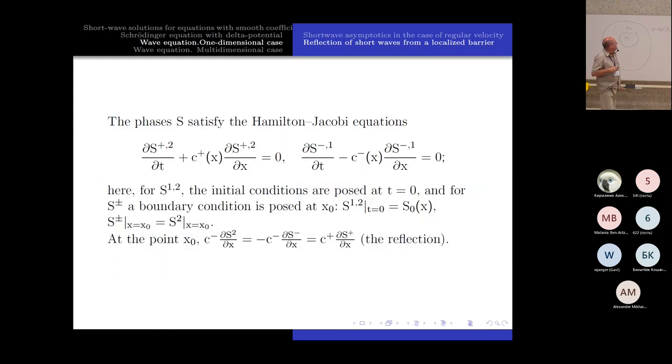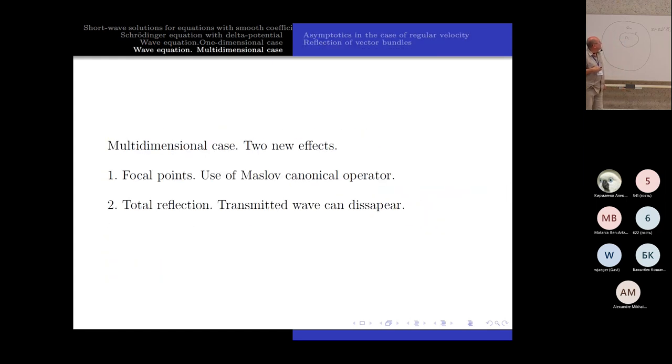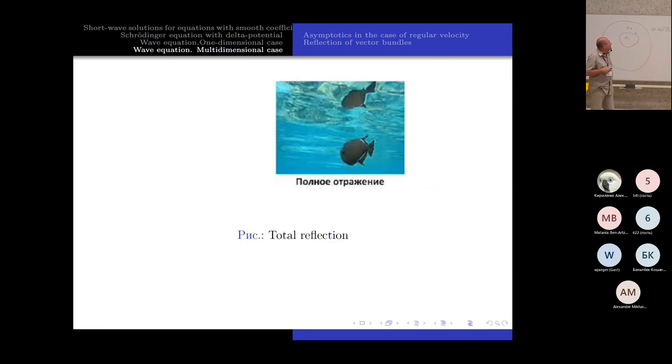Another effect is the very well-known effect of total reflection. If we have a multidimensional wave equation, and for example, if we consider this equation in a medium which is divided by a surface into two parts, then under some conditions we can have total reflection. There is no transmitted wave, only a reflected one. This picture illustrates the situation.